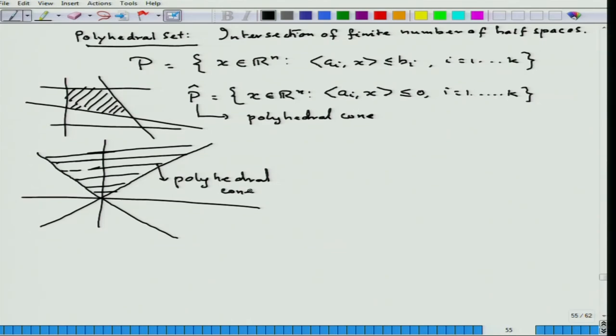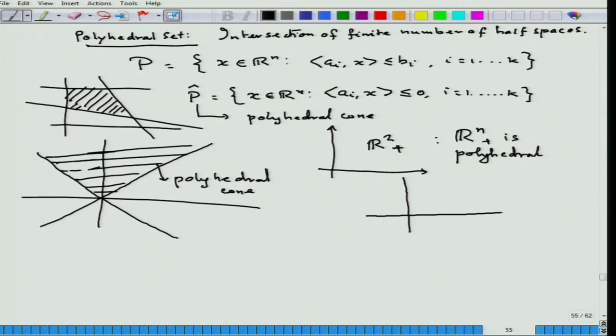Examples of important polyhedral cones: look at R2 plus, it is this half space and this half space. So, R2 plus is an example of a polyhedral cone, and thus Rn plus is polyhedral. You can make your own examples of polyhedral cones. Suppose you draw a line passing through the origin and take this part. This is also a polyhedral cone.